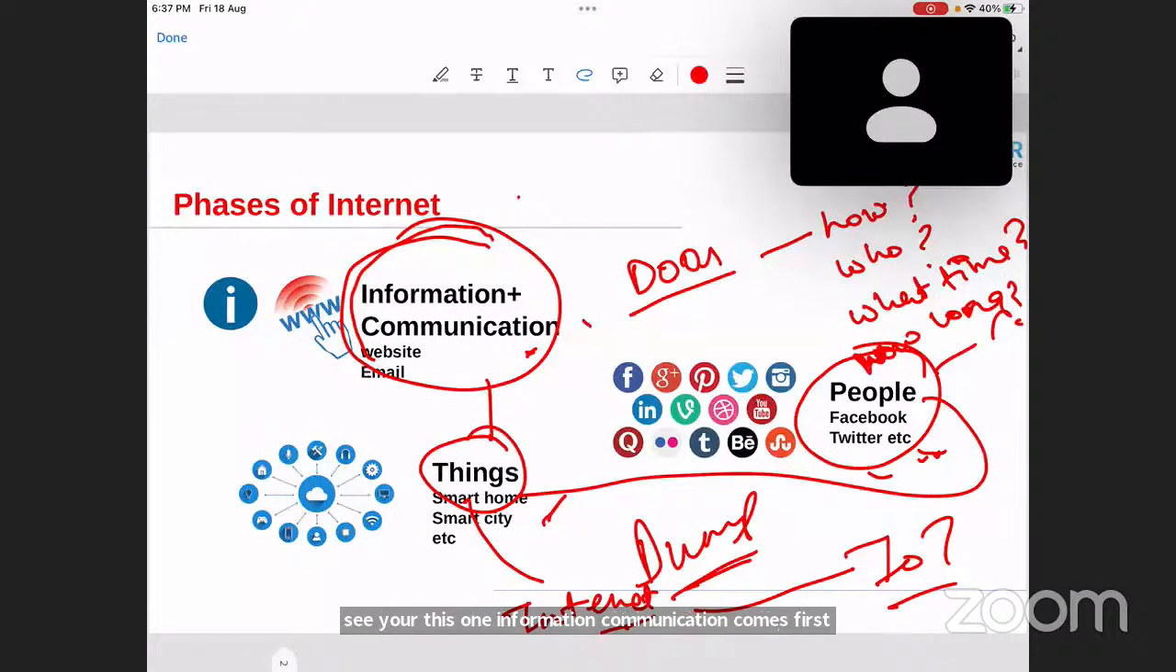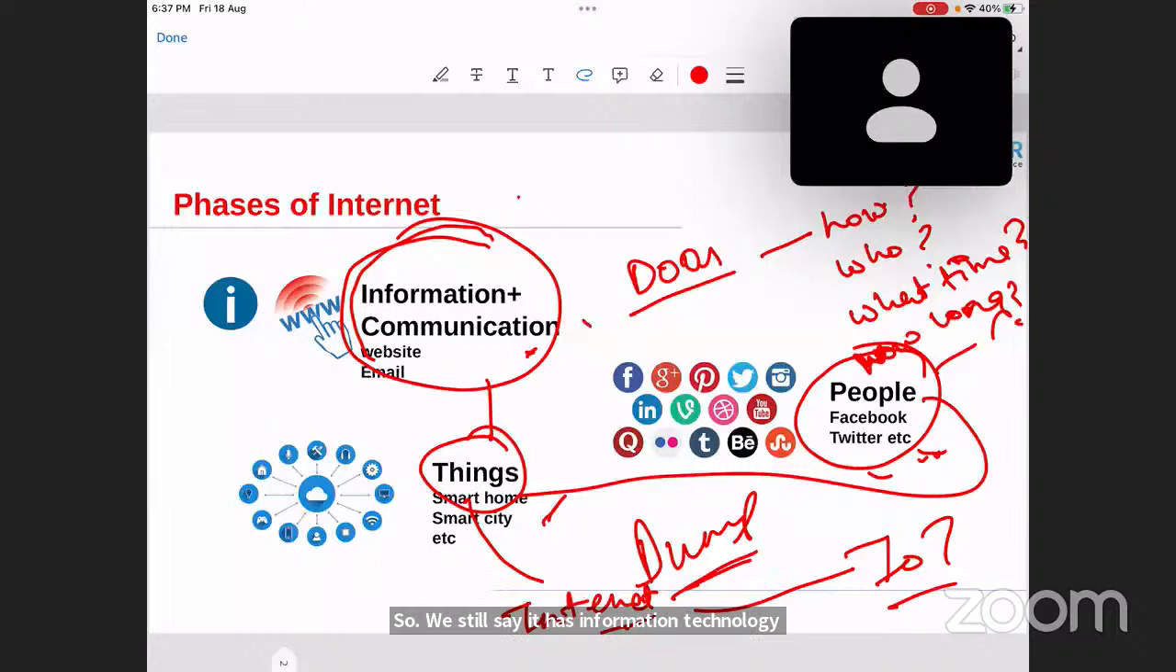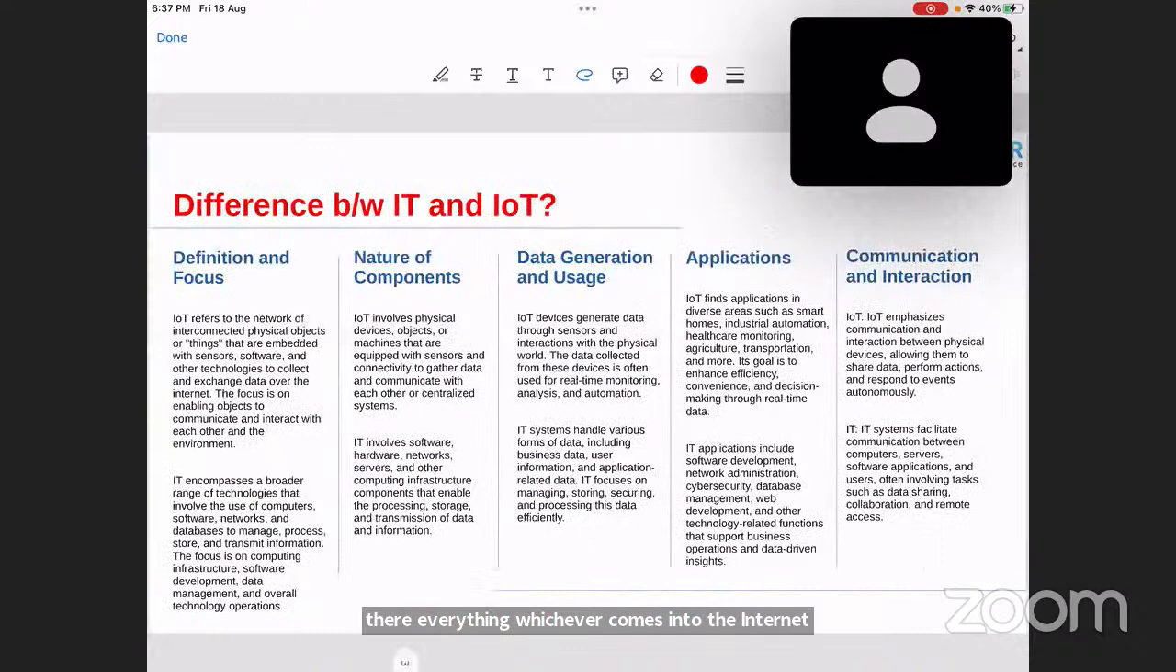This is the first thing which comes into the scenario in IT, which remains with people also. So we still say information technology because that's the term it was coined initially, and from there everything which comes into the internet domain, we put into the IT domain. Okay, so definitely IoT is a part of IT, but in a general understanding, it has a few differences.